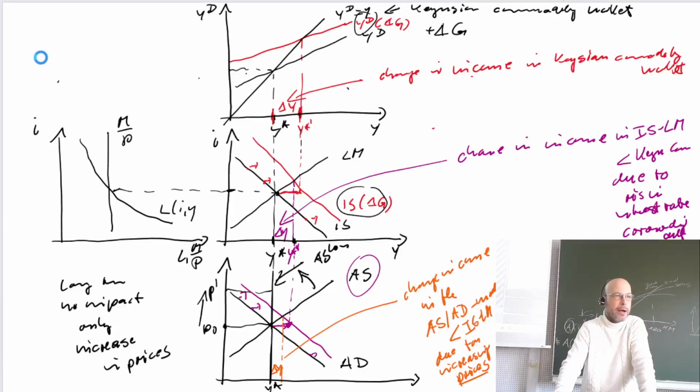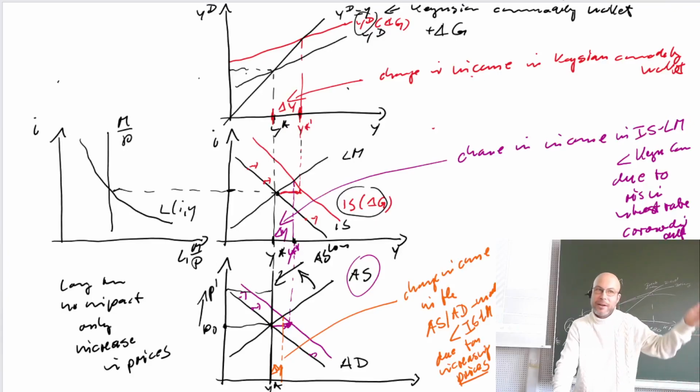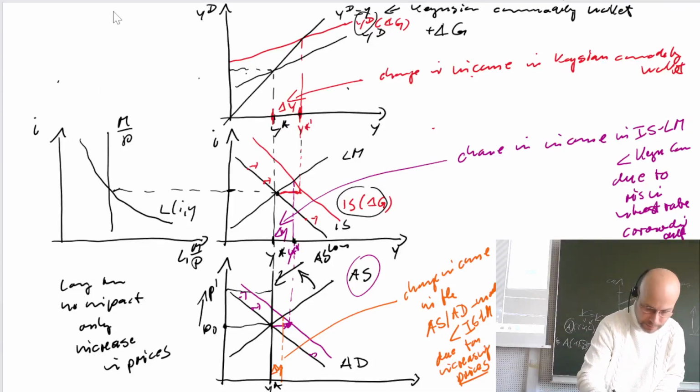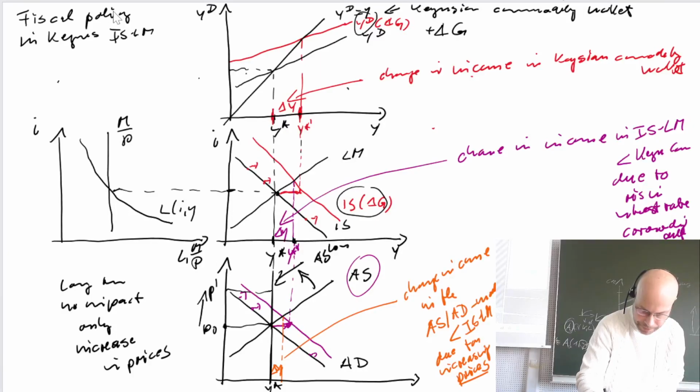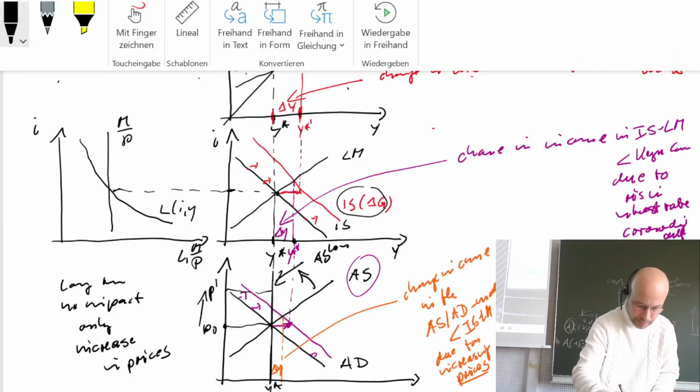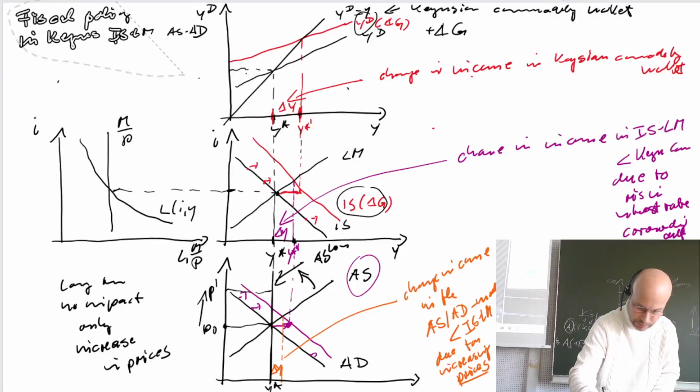And I think arguing for the monetary policy, we can go a bit faster, because we do not even have to talk about the pure commodity market, because there is no money in it. So then this was fiscal policy in Keynes, ISLM, ASAD, and this we will take now. Anyway.